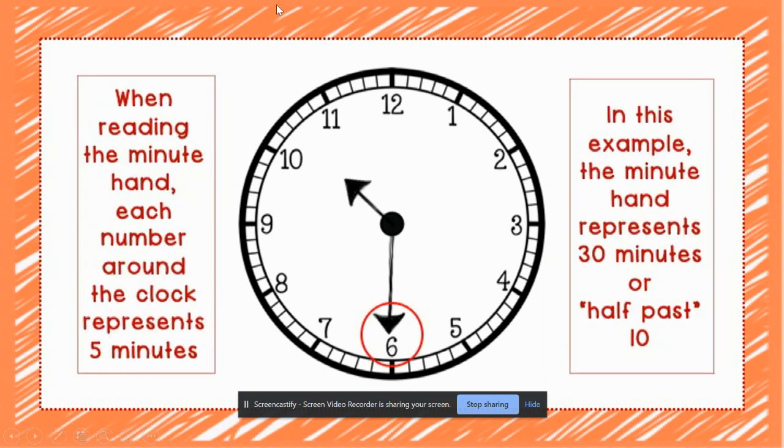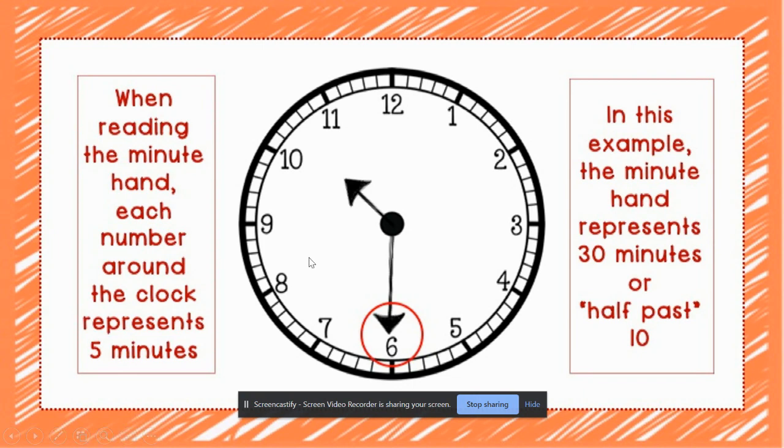When you read the minute hand, remember each number around the clock represents 5 minutes. So we just talked about that on the other screen. So in this example, they're showing you again the minute hand represents 30 minutes, or some people call it half past, meaning that half of the hour has already passed.